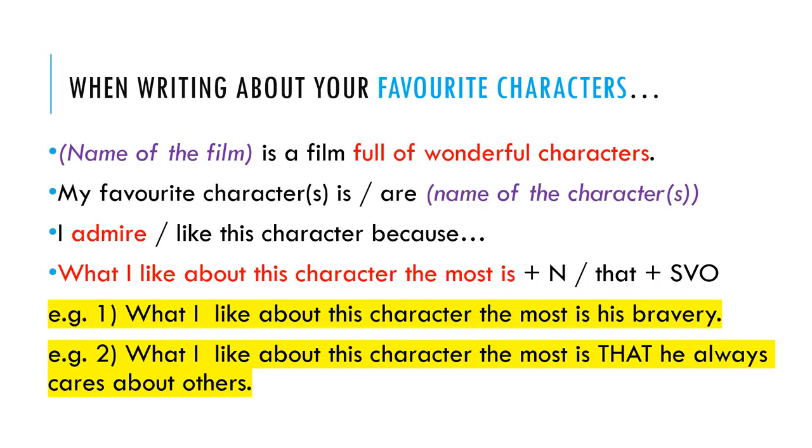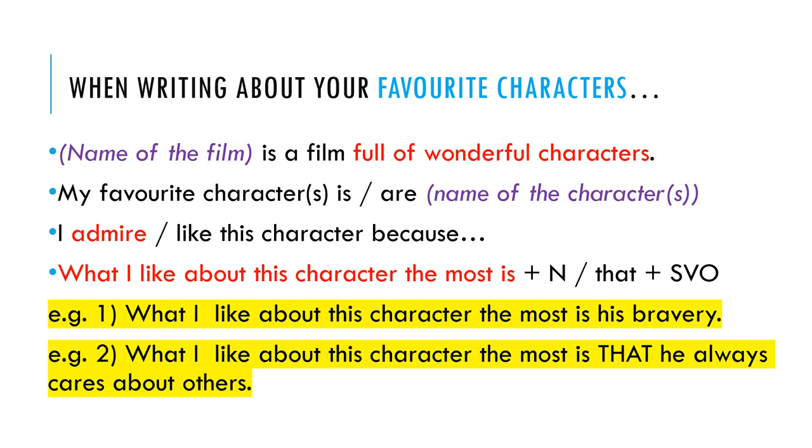Then let's talk about the favorite characters of a film. Now, when you're talking about your favorite characters in a film, or basically you're just commenting on different characters of the film, there are so many sentence patterns that you can use. So I'm going to introduce a few. First of all, you can start by using the sentence pattern: name of the film, and then it's a film full of wonderful characters. You can use this sentence as a starting point, and then you tell me the name of your favorite character.